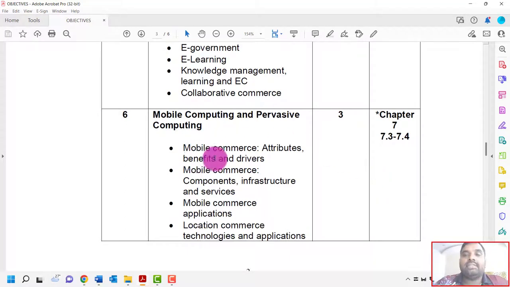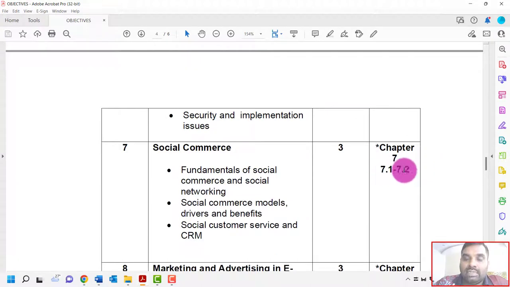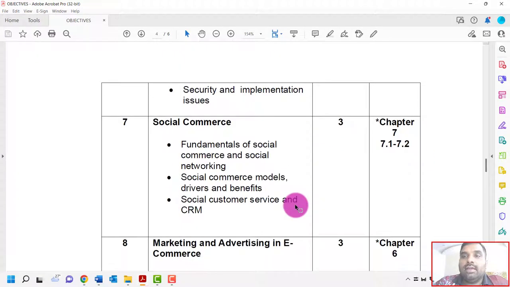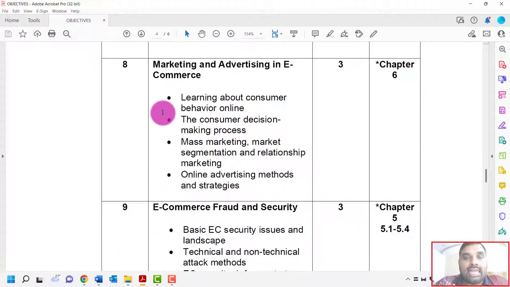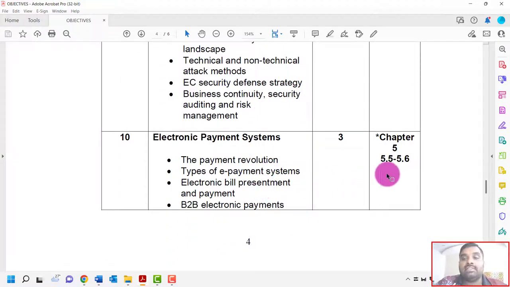And chapter 6, you have to refer to chapter 7, but only 7.3 to 7.4. And chapter 7, 7.1 and 7.2, from Laudon, the single asterisk. Followed by marketing and advertising in e-commerce, you have to refer to chapter 6 based on the textbook. Followed by e-commerce fraud and security, chapter 5, 5.1 to 5.4. Followed by chapter 10, electronic payment system, chapter 5, 5.5 to 5.6.